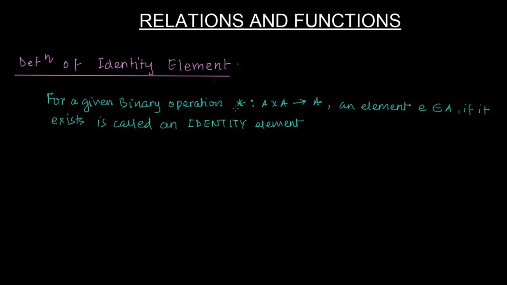E, for the operation star, if A operated with E gives you A, and also E operated on A gives you A. So what does E do? This E actually does not change the identity of this A. It lets it be as it is. Understand? A star E as well as E star A, both should yield you the same. Okay?